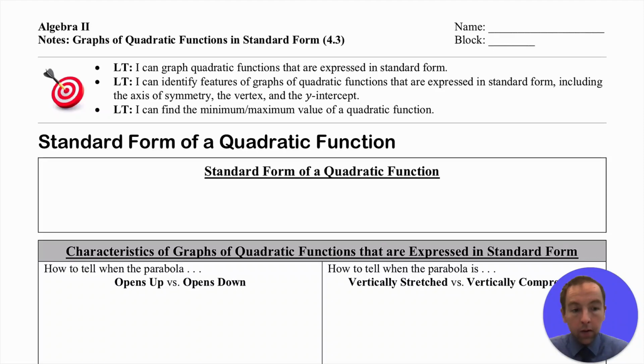After learning about vertex form of a quadratic function in the previous section, we're now going to transition into a second form in which quadratic equations can be expressed, and that is called standard form of a quadratic function. Ultimately, in standard form, your y value is going to be equal to some number a times your input variable x squared plus another number b times x plus c.